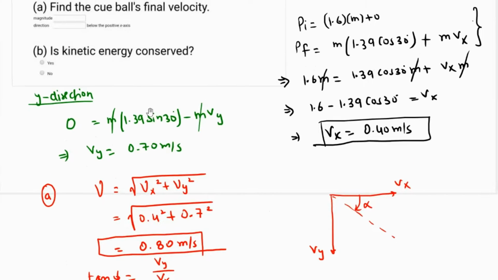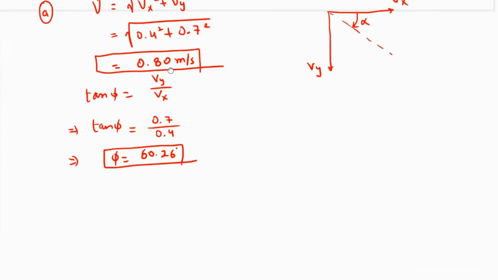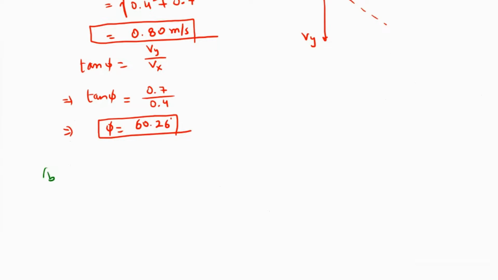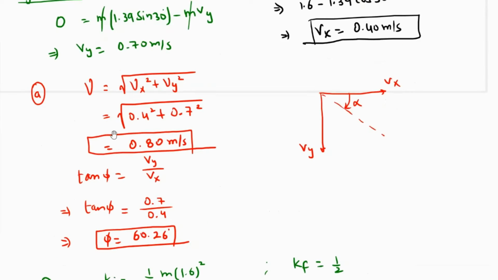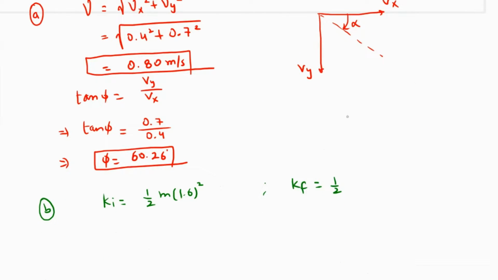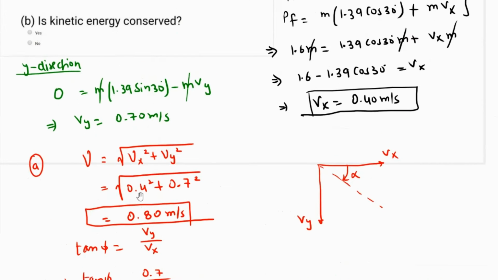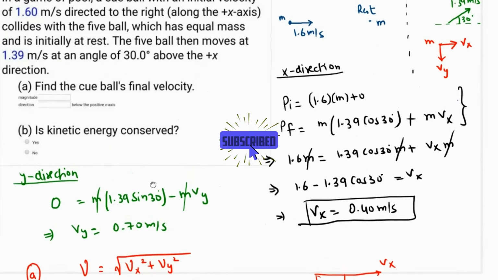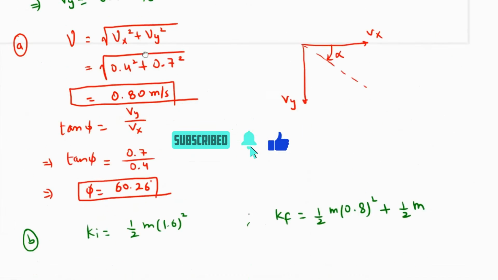Finally, they're asking whether the kinetic energy is conserved or not. So let's find the initial kinetic energy. The initial kinetic energy is only because of the cue ball, so that's half m times 1.6 square. The final kinetic energy is half m times 0.8 square for the cue ball, plus half m times 1.39 square for the 5 ball.